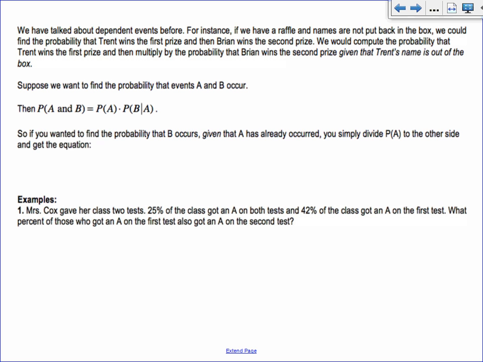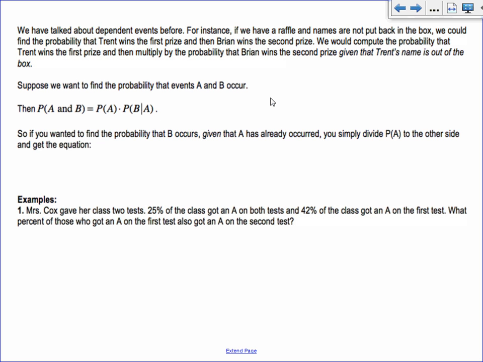What you're doing is finding the probability that Brian wins given that Trent has already won that first prize. It's different than just the probability that Brian wins at the very beginning, because you've taken that name out. So that's what we've been doing this whole time when we do those trees. We've been doing conditional probabilities.